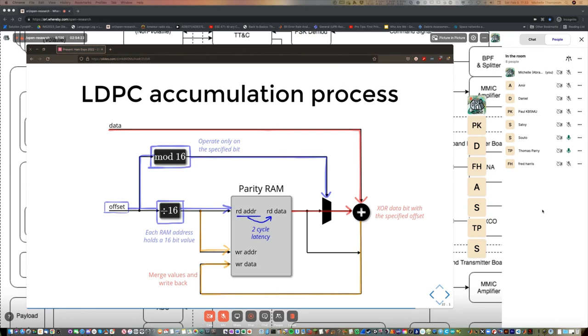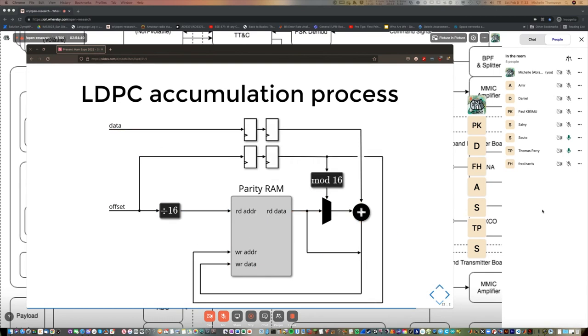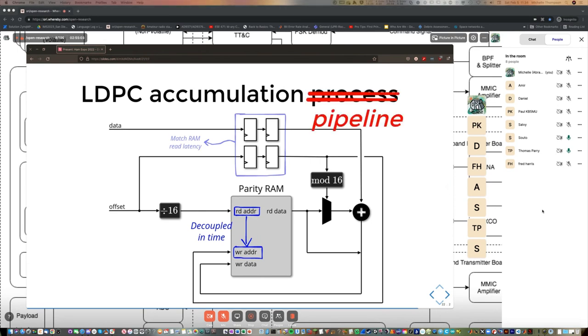Block RAMs have an intrinsic two-cycle latency between read address and read data. This means doing this is limited to one operation every three cycles, which is not good, but we can do better. If we switch things a little bit, essentially these flops here match the RAM read latency. This way we can decouple read and write addresses in time, because we don't need to hold the read address constant while write data is getting ready. And by the way, I call this pipelining.